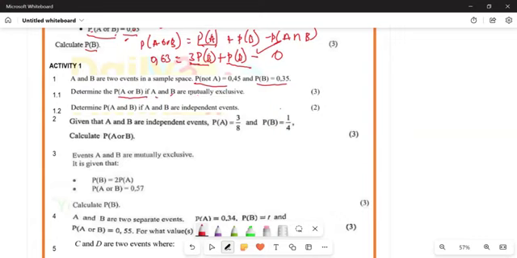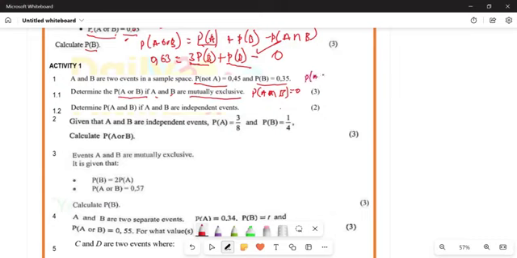Let's start this way. What does it mean, mutually exclusive? What are they telling us? They're telling us the probability of A and B is going to be equal to what? That's where we start. And then we are going to use the addition rule. What does the addition rule say?